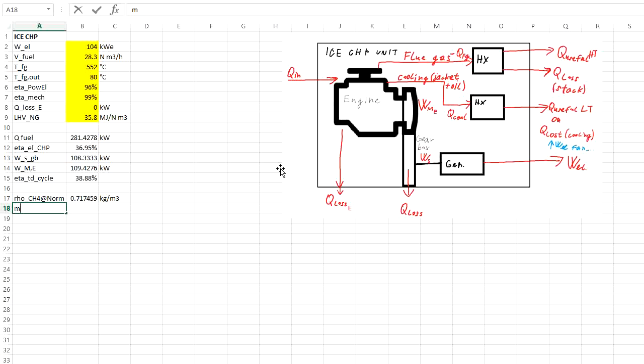So then the mass flow rate of the fuel will be the volumetric flow rate of the fuel, which we have over here, divided by 3600, so that we get normal cubic meters per second, and then multiplied by kilograms per cubic meter, and we will get kilograms per second. But now, to convert the fuel into the flue gas, we will need to use the stoichiometric calculations.